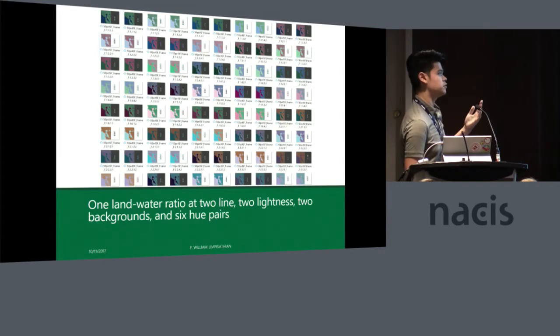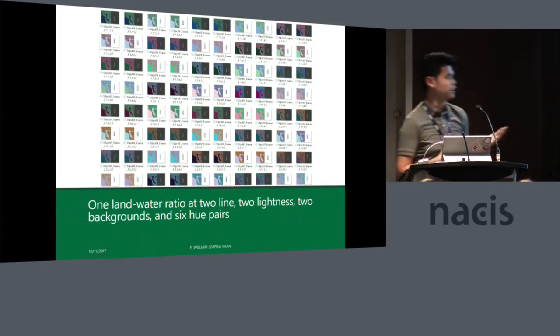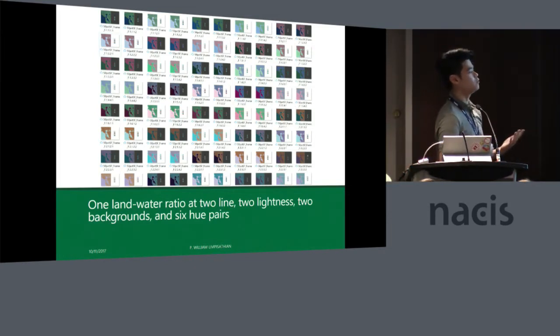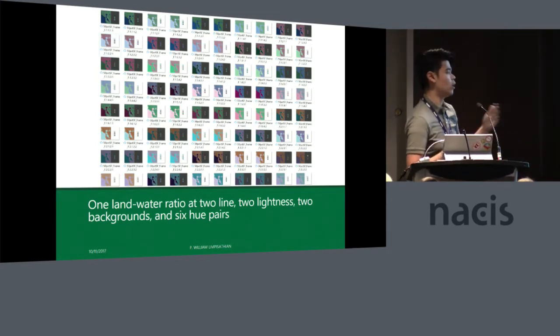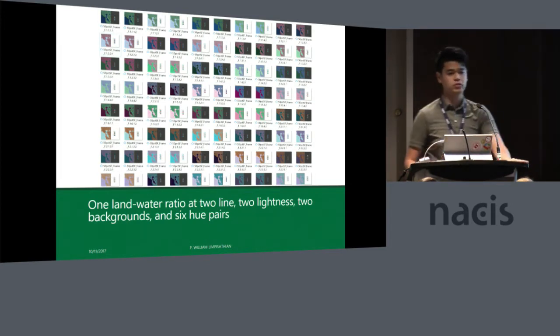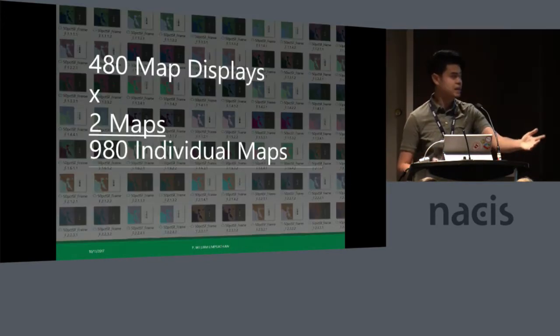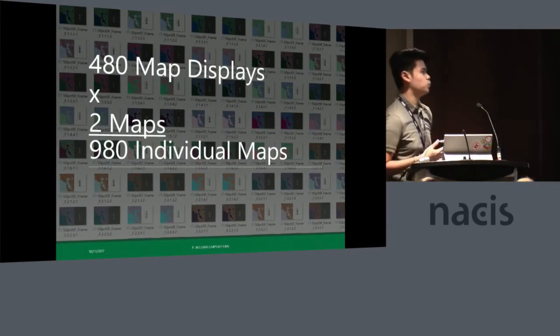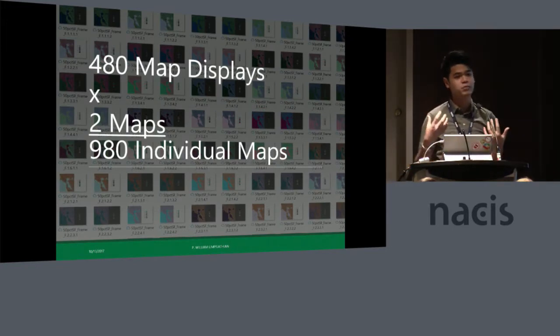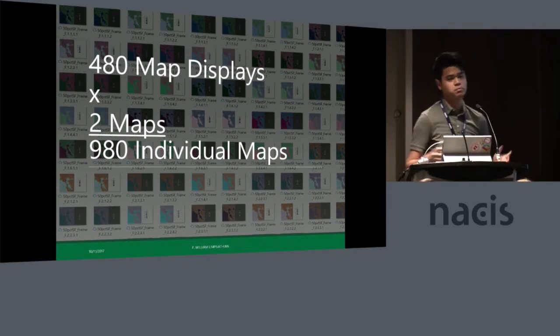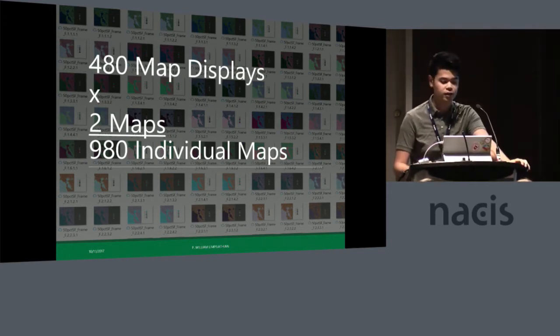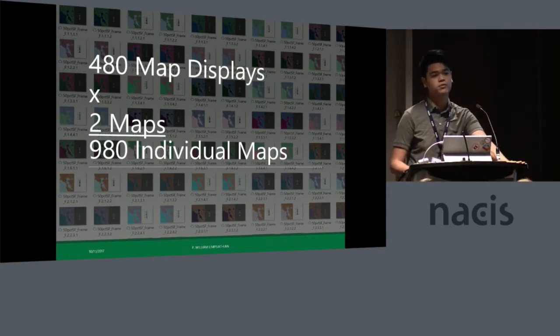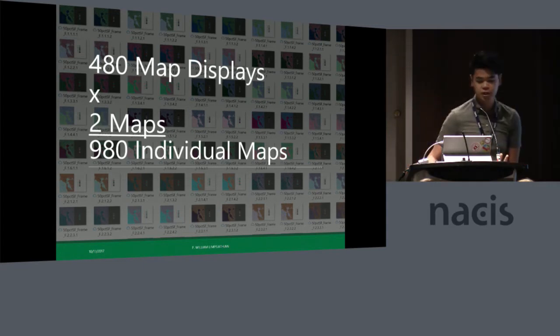So this basically just shows 80 of the tested map frames for a single location. This is just at 1 land to water ratio, at 2 line, 2 lightness, and 2 light background applied to 6 hue pairs. But these 480 map displays consist of 2 different maps. So in total, I had manually or partly constructed 980 maps for this particular study.